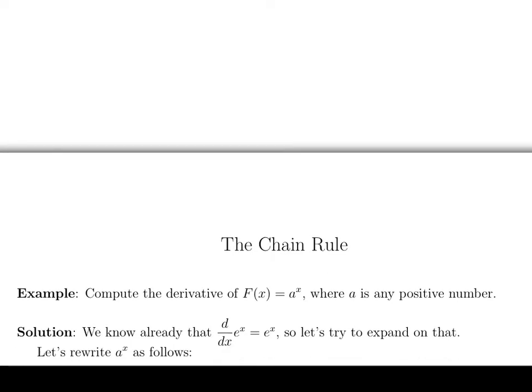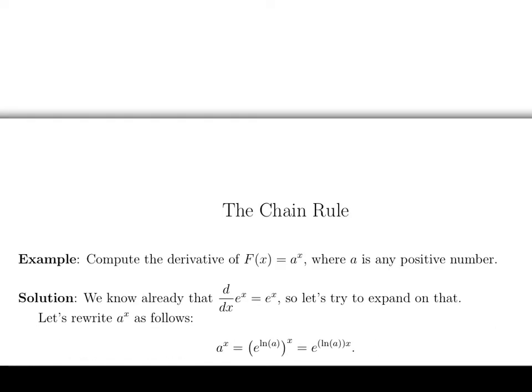So the way we're going to pull this off is we're going to rewrite a to the x. The first thing I'd like to do is just rewrite a as e to the log a. Remember that the exponential and the log are inverses of each other, so a has to be equal to e to the log a. Now, we're not doing anything fancy here, that's just a manipulation algebraically.